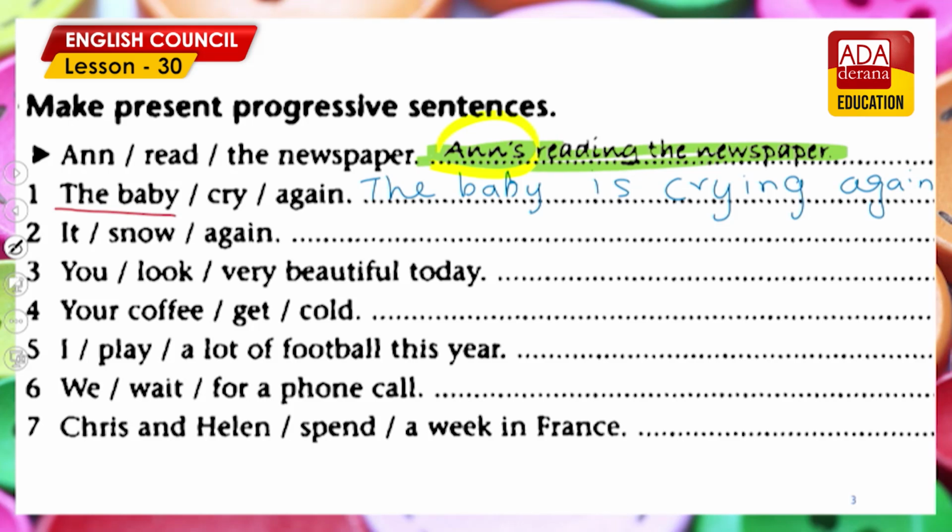It snow again. Now you have to make the present progressive sentence. So now you know that you start a sentence with the subject. What is the subject? Subject can be a noun or a pronoun. So what is it? It. Very good. It is. It is snowing again. It is snowing again.